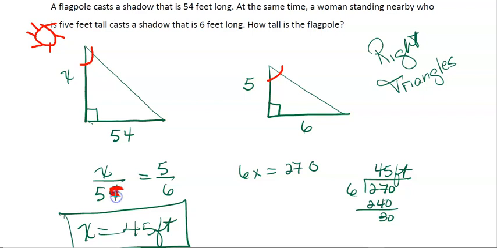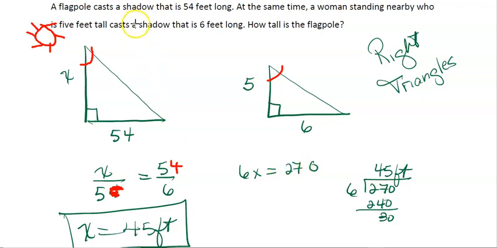Okay, x is to 5, just like 54, now that's correct, is to 6. So what's 5 times 54? Well, 5 times 4 is 20. Put down the 0, carry the 2. 5 times 5 is 25, and 2 more is 27.